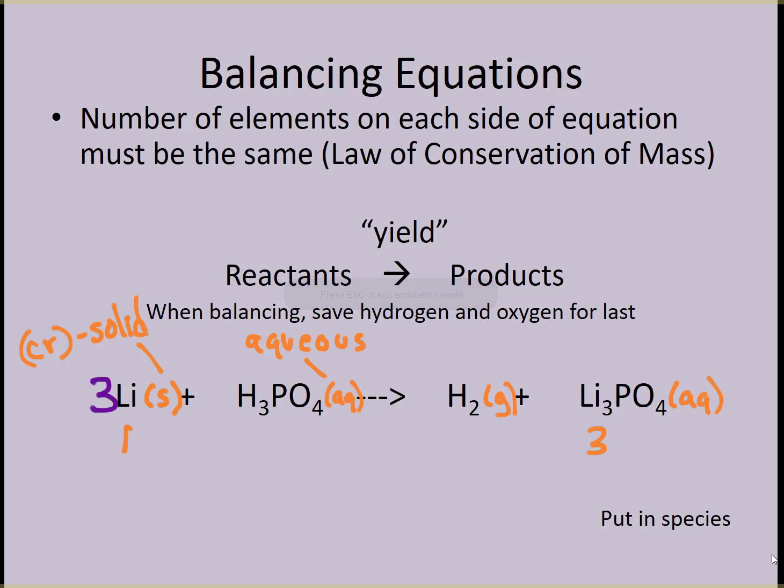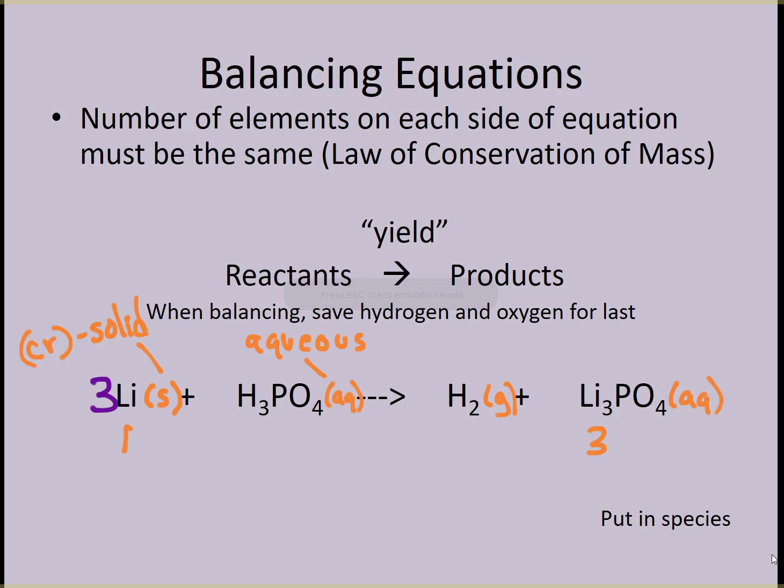Notice that you put these coefficients in front of the symbol. Those little tiny numbers are just for writing the formula correctly, so it's in the right ratio. But when you're balancing an equation, we use the large numbers that go in front of the formula. Once you write the formula, you don't want to go back in and change it. So you get more atoms on a particular side by putting a whole number in front of the reactant or product. So my lithium is balanced.